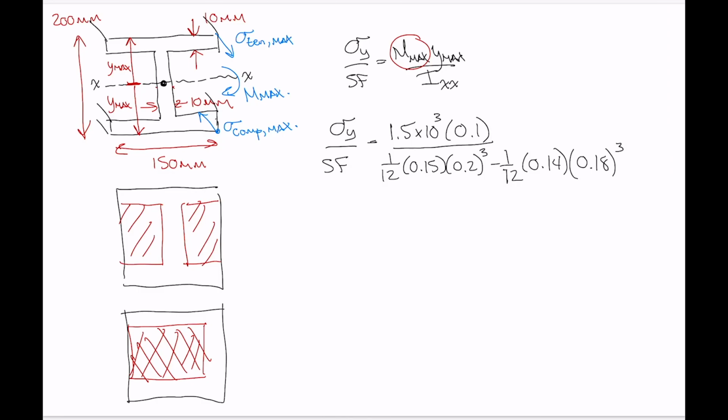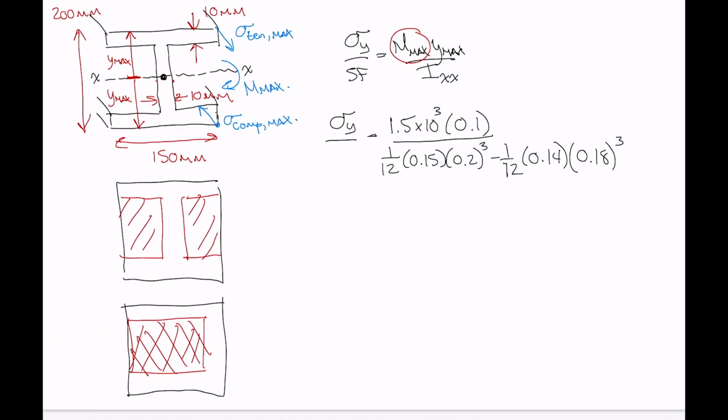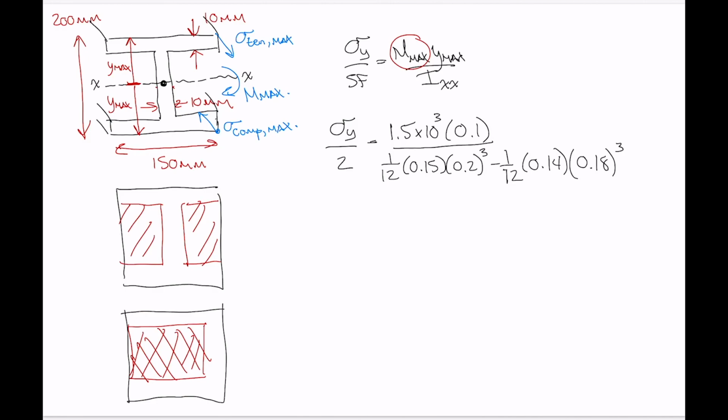Okay. Safety factor. We shouldn't have written that in the safety factor because we know that we're dealing with a safety factor of 2. That was our target. So then we can solve for sigma y out of this, and we get a value of 93.9 MPa. Okay, so there we go.